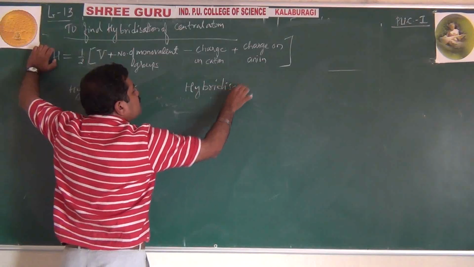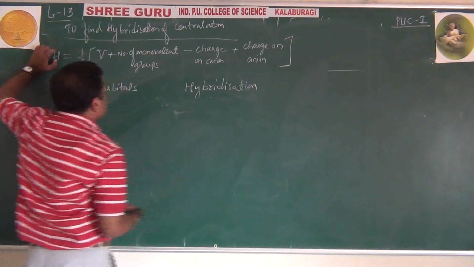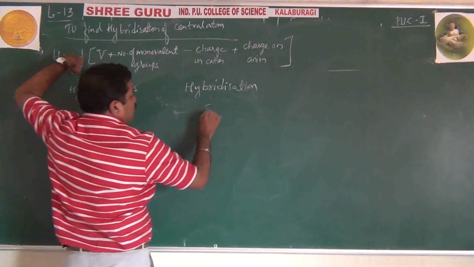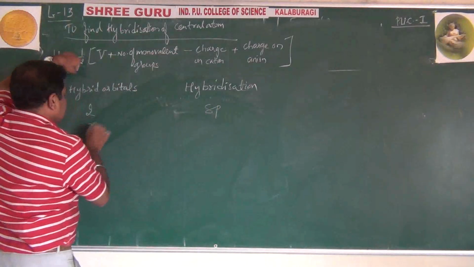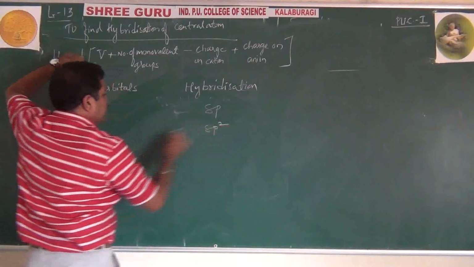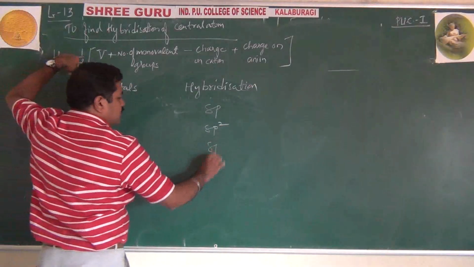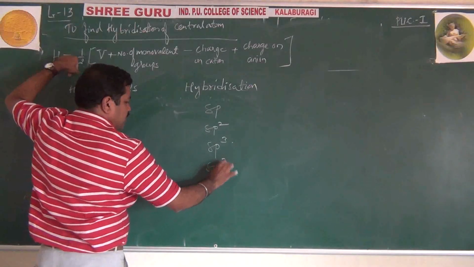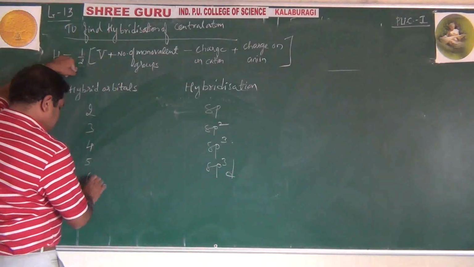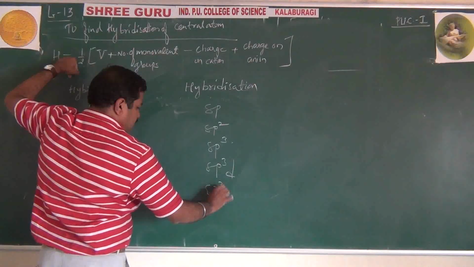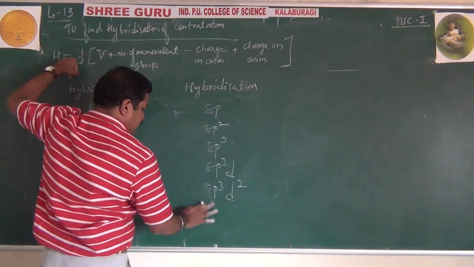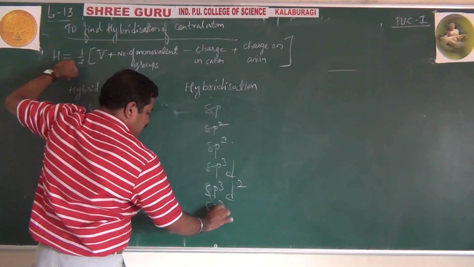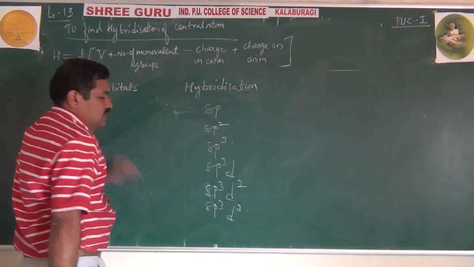See, the number of hybrid orbitals comes to be 2 after calculating this. For 3, sp2; 4, sp3; 5, sp3d, right? 6, sp3d2, right? And last is 7, sp3d3. This is the hybridization.